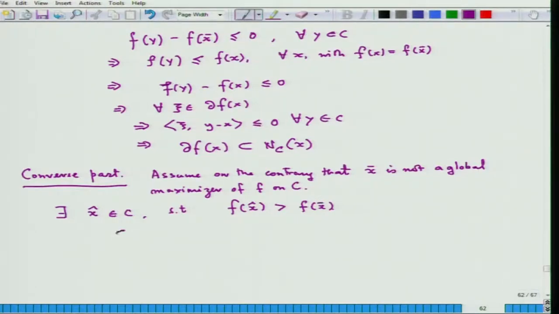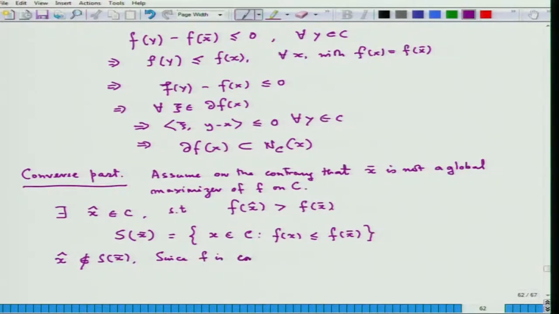Consider the following level set S(x bar); you can also write it as level of f(x bar) or whatever, but I am just writing in this simple form. Many research papers use this sort of symbol rather than lev of something. So the level set is the set of all x element of C here, because we are restricted only to C. One thing is clear, that x hat is not an element of S(x bar). Since f is convex, S(x bar) is a convex set. I am sure you remember this very important statement, which you have seen long back in the very beginning of the course. If you are not sure, convince yourself.